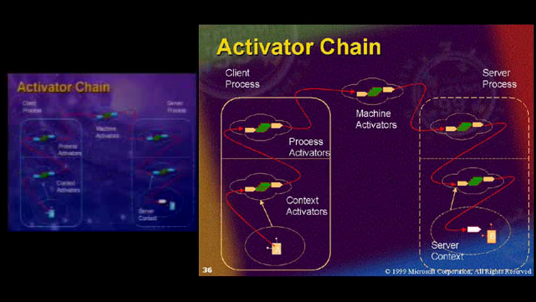So here's a picture of how this works. You have activators at various phases of the object creation. You have activators associated with the context. You have activators associated with a process on the client machine and on the server machine. And then if you're crossing a machine boundary, you're also going to have machine-level activators. An example of a machine-level activator would be the load balancing activator that can actually say, I don't want to create the object on this machine. I want to create it over there. So it can change the location where the object is going to be created.